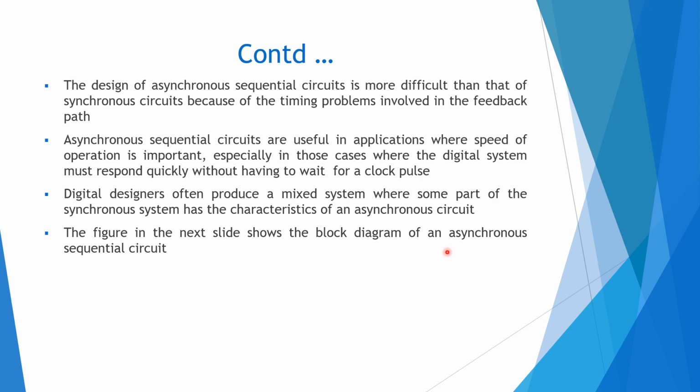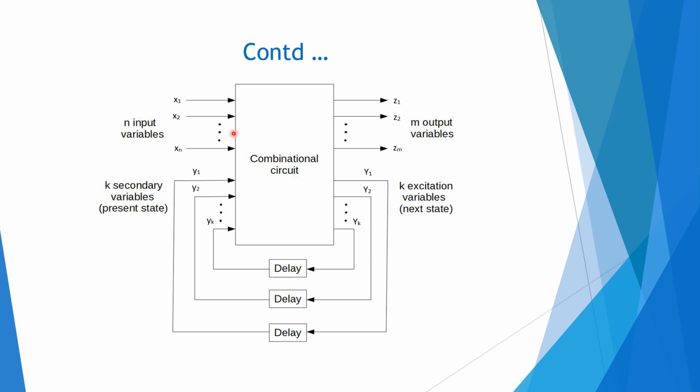The figure in the next slide shows a block diagram of an asynchronous sequence circuit. Let us see that. So this is the block diagram of the asynchronous sequence circuit. These are the n input variables, similar to a synchronous circuit, and these are the output variables. But here there is a difference from a synchronous sequence circuit: a feedback is taken from the output, that is the state, to the input side. That is, there will be secondary variables present. This is the present state and this is the next state, and there will be a delay associated with the feedback.